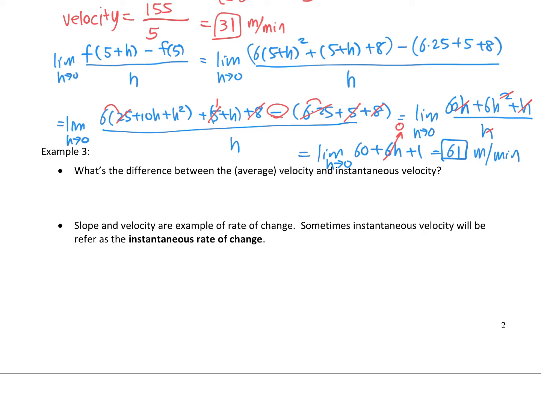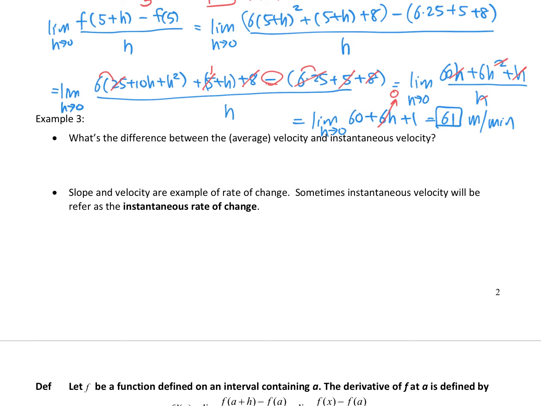Let's look at the next example, example 3. It's just a more conceptual question. What's the difference between average velocity and instantaneous velocity? Sometimes we'll just call it velocity versus instantaneous velocity. The average velocity involves a time interval, so we need a time 0 to time 5 or time whatever to time whatever. So when we look at velocity, we're talking about a certain time interval. Whereas when we talk about instantaneous velocity, again, I'm going to highlight instantaneous, we're just looking at a particular moment.